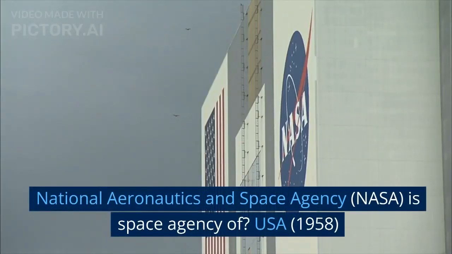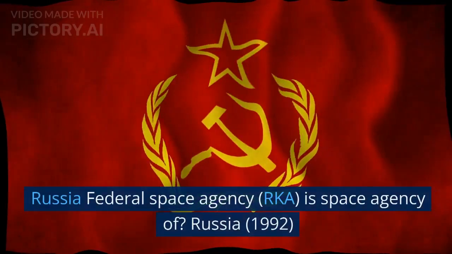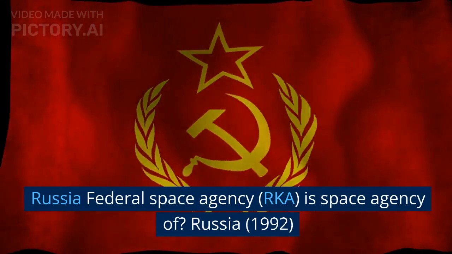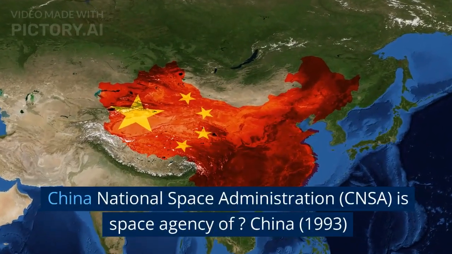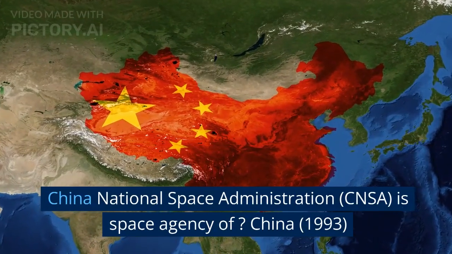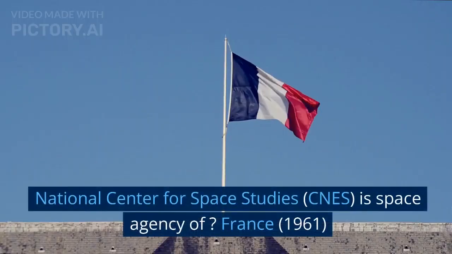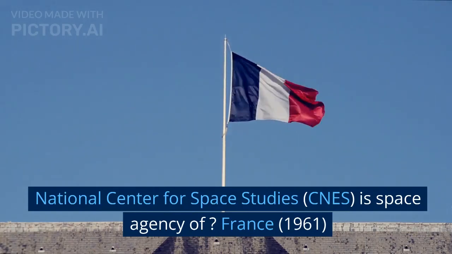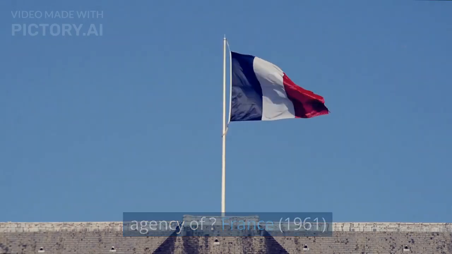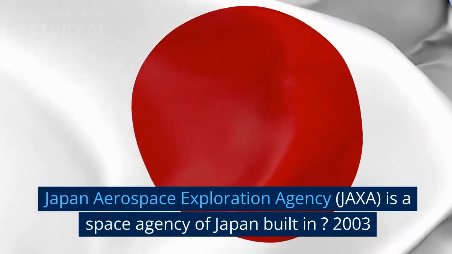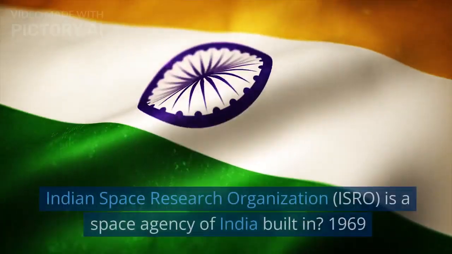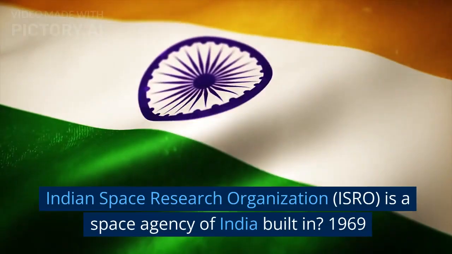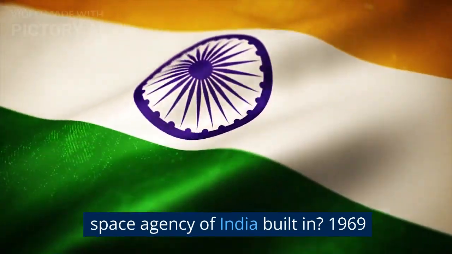National Aeronautics and Space Administration, NASA, is the space agency of the USA, 1958. Russian Federal Space Agency, RKA, is the space agency of Russia, 1992. China National Space Administration, CNSA, is the space agency of China, 1993. National Center for Space Studies, CNES, is the space agency of France, 1961. Japan Aerospace Exploration Agency, JAXA, is the space agency of Japan, built in 2003. Indian Space Research Organisation, ISRO, is the space agency of India, built in 1969.